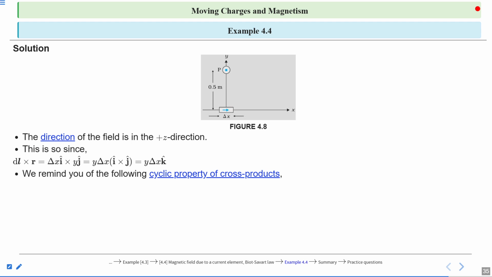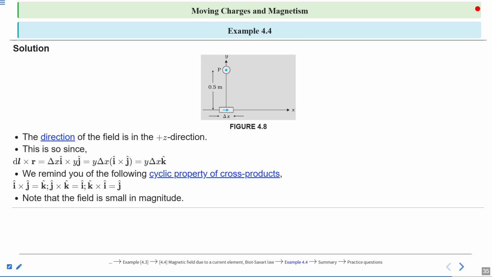So we remind you of the following cyclic properties of cross products that you may have seen in the 11th class. So i cross j is k cap, j cross k is i cap, and k cross i is j cap. Okay, what is i cap? Unit vector of x axis. What is j cap? Unit vector of y axis. What is k cap? Unit vector of z axis. Okay, note that the field is small in magnitude because it is due to a small element.